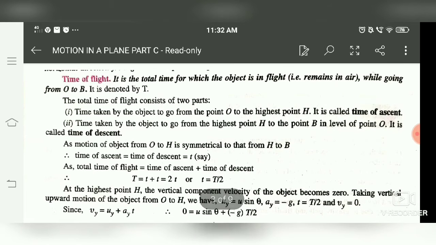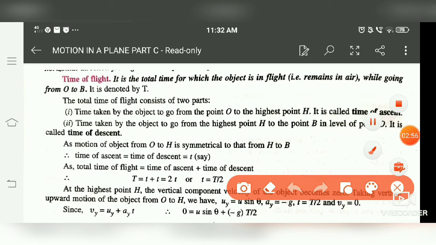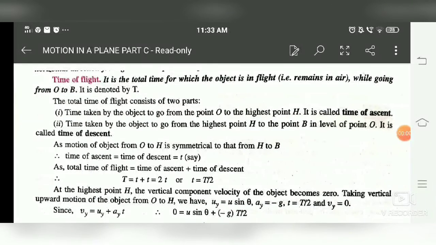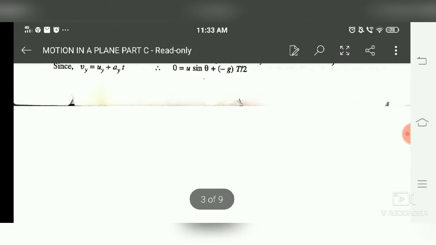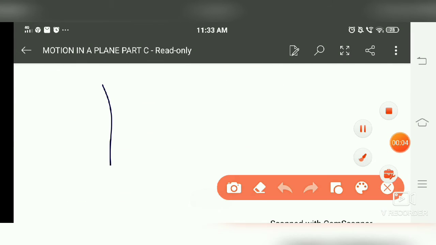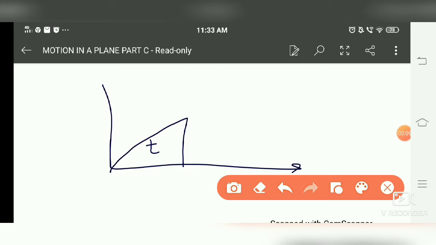Now next is the time taken for the flight. As I already told you, the flight is divided into two parts: one is ascent and one is descent. Ascent means when the projectile is moving upward, and descent means the projectile is moving downward. The time of ascent is always equal to the time of descent. Let us assume the time taken for the particle to cover this distance be small t, and for this distance also t.